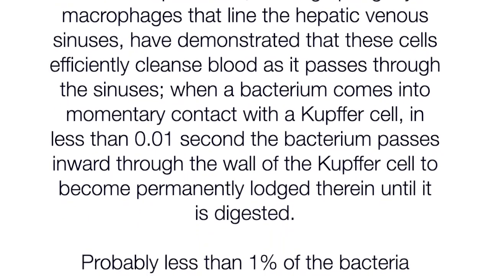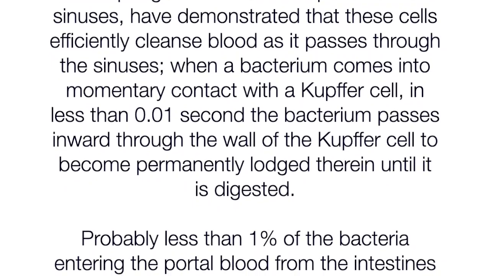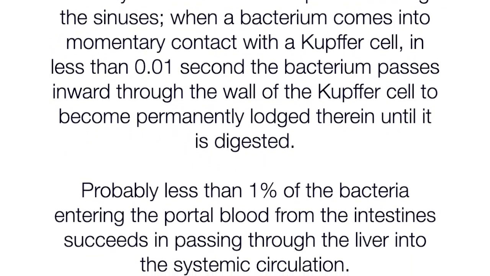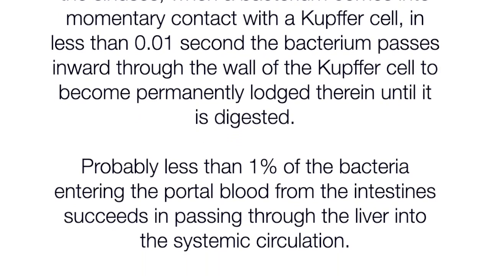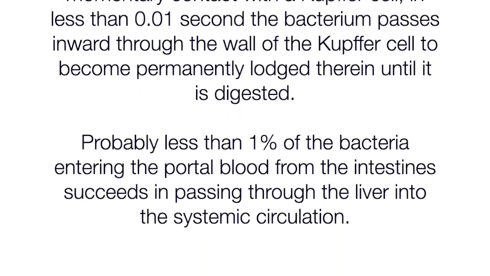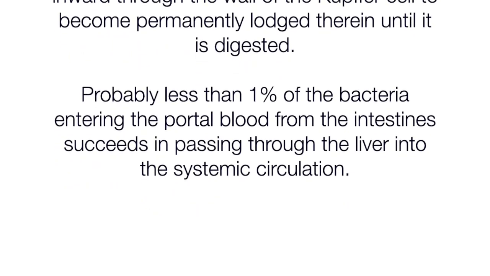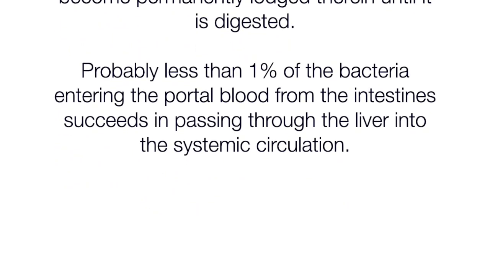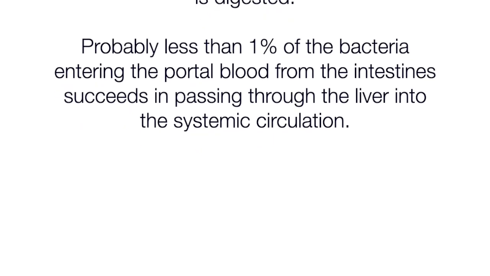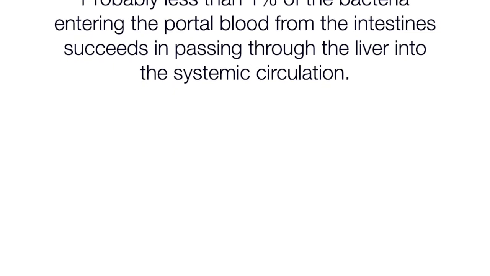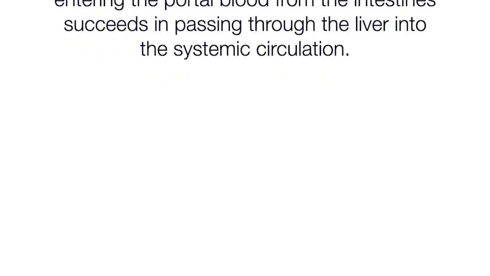When a bacterium comes into momentary contact with a Kupffer cell, in less than 0.01 second, the bacterium passes inward through the wall of the Kupffer cell to become permanently lodged therein until it is digested. Probably less than 1% of the bacteria entering the portal blood from the intestines succeeds in passing through the liver into the systemic circulation.